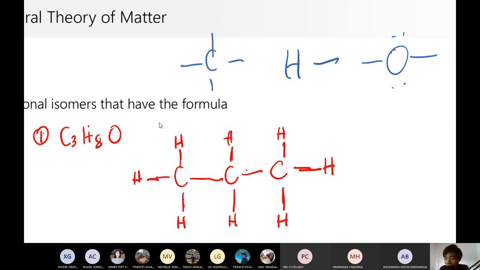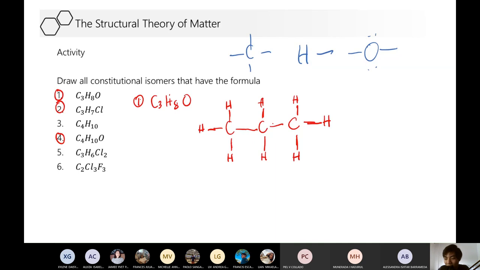2, 3, 4, 5, 6, 7, 8. Anong mali ko? Dinugtong ko lahat ng hydrogens, pero yung oxygen, hindi ko dinugtong. So, that means hindi ko pa nakukuha yung tamang structure. So, burahin ko muna yung hydrogen na yan. Naiwan ko yung oxygen, eh. So, anong gagawin ko? Yung oxygen, kailangan ko siya idugtong. Pwede dito, pwede dyan ko siya idugtong. Tapos yung hydrogen dun sa dulo. So, that means this is one way of drawing this molecule, C3H8O.